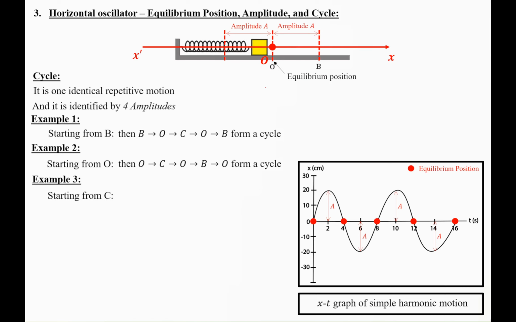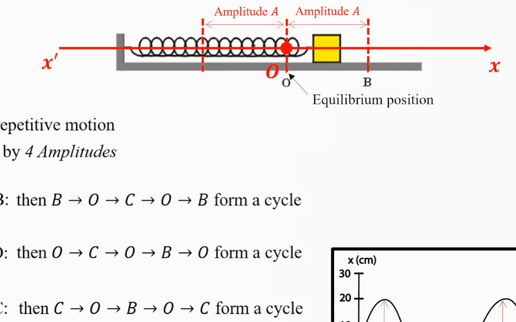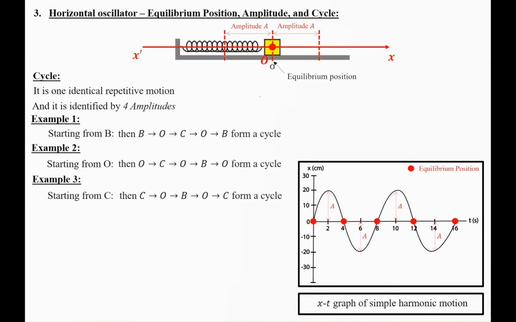Another example, example 3, starting from C. If we start from C, C to O is an A, O to B is another A, B to O is another A, and O back to C is another A. So 4 A's representing 4 amplitudes would represent a cycle.